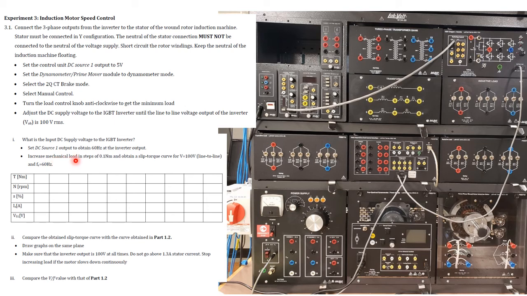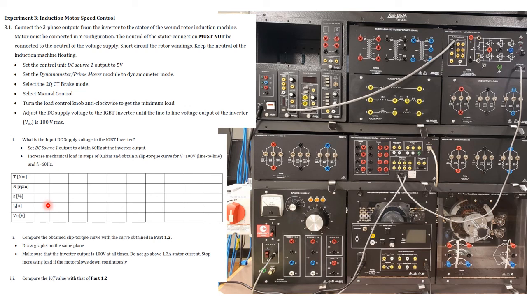Then increase the mechanical load, meaning torque. So you should turn on the torque in the app. We will let you know when to do it. Increase it in steps of 0.05, not the larger step, because you need more points for this section. Then you should fill out this table.